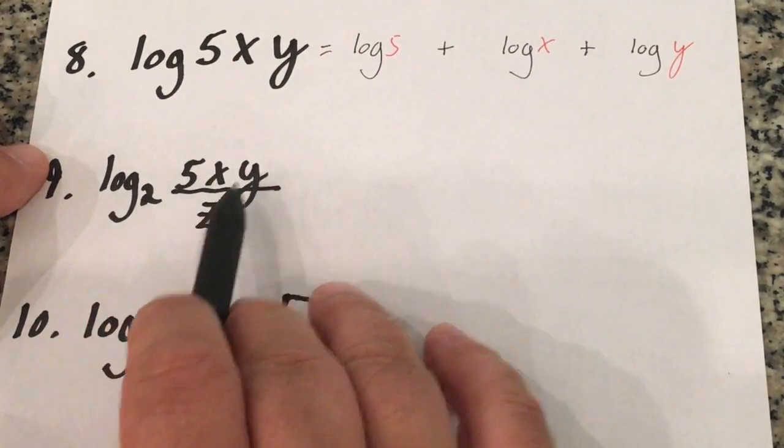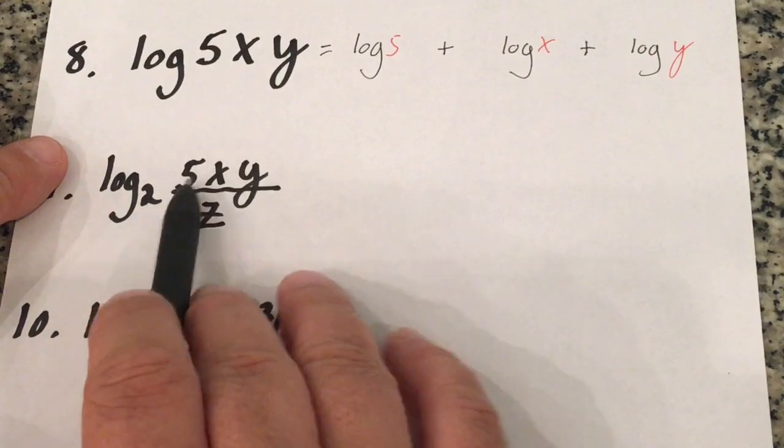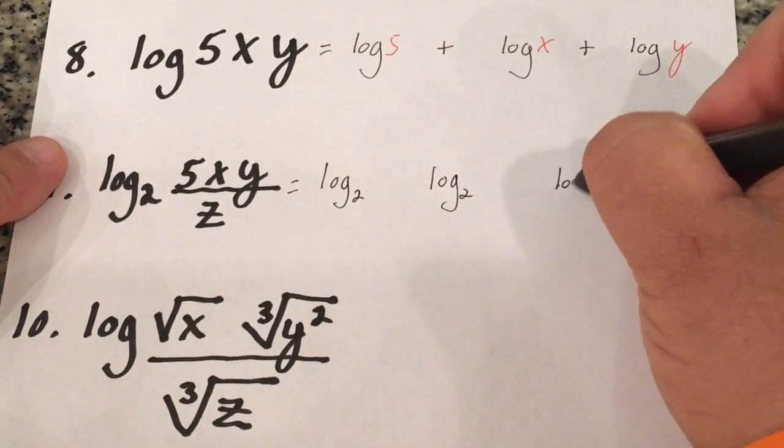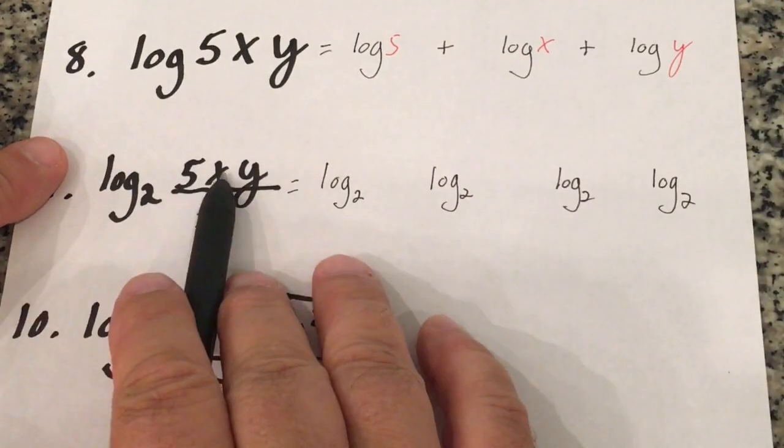So notice I have 1, 2, 3, 4 items. So I'm going to write the word log base 2, 1, 2, 3, 4 times. Log base 2, log base 2, log base 2, log base 2. 5xyz.